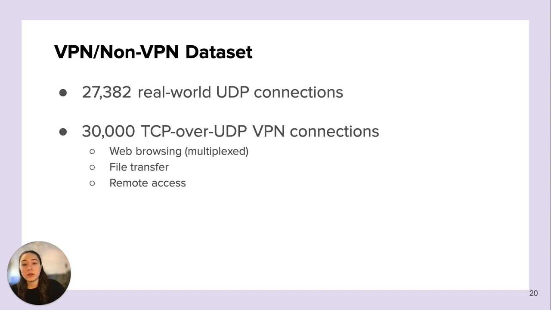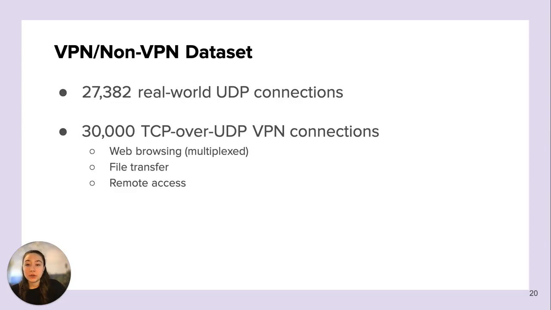To evaluate our methodology, we created a VPN, non-VPN dataset. We collected almost 30,000 real-world UDP connections from our campus network, and then we generated 30,000 TCP over UDP VPN connections across 3 different traffic categories. We had web browsing, file transfer, and remote access.